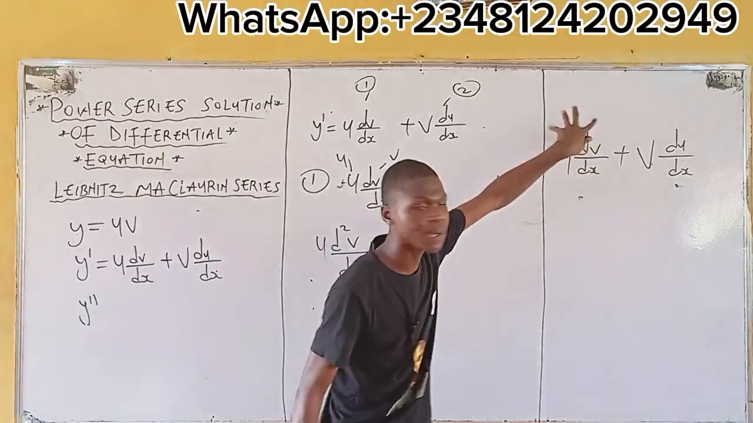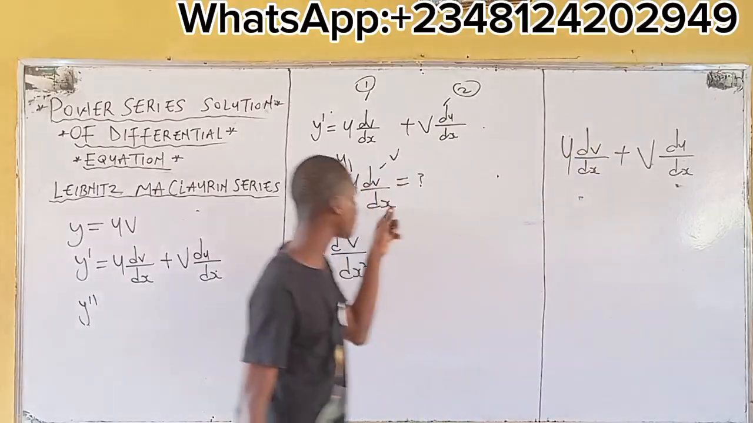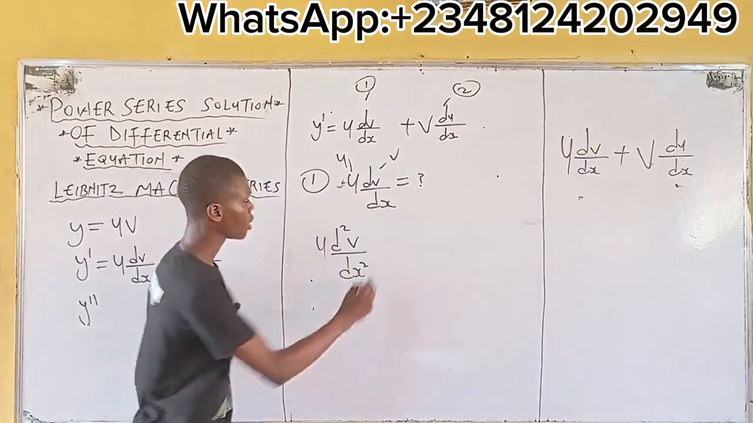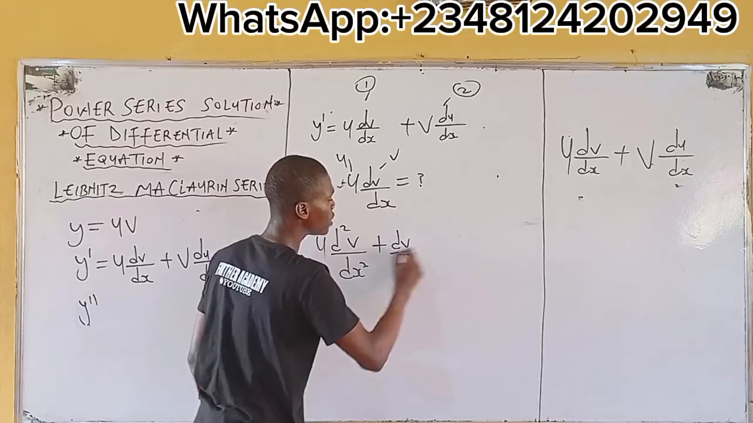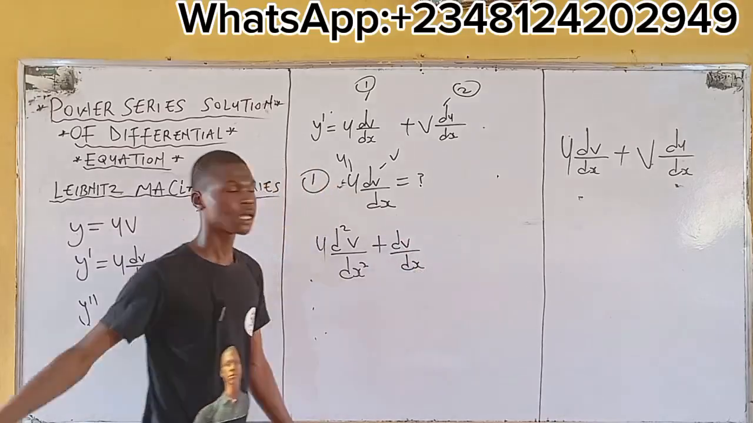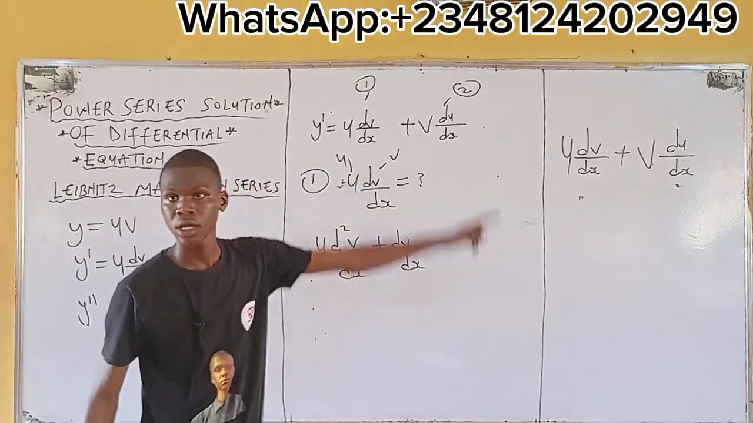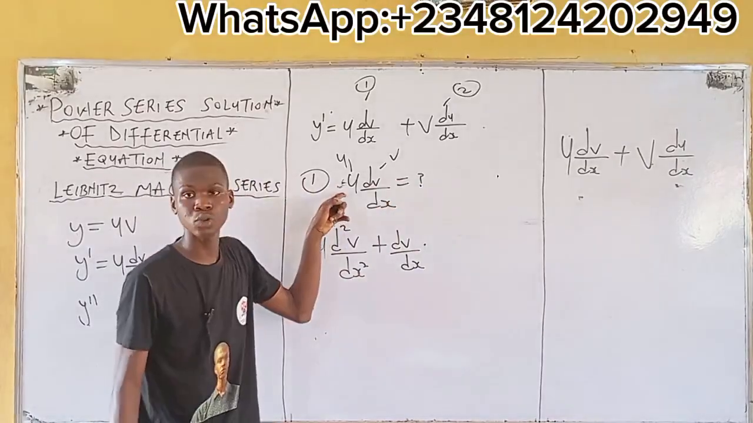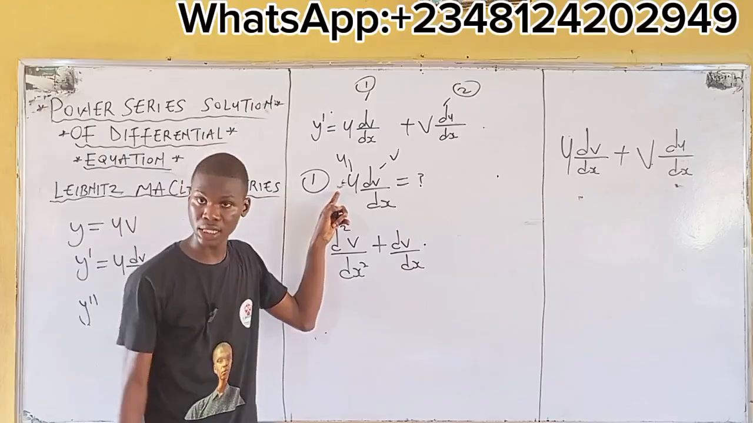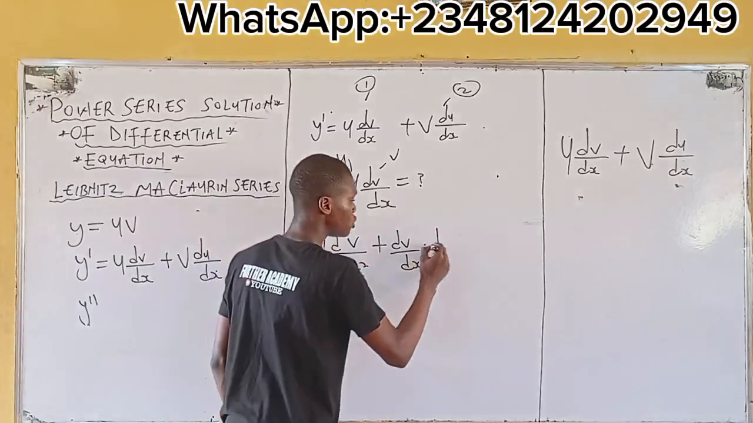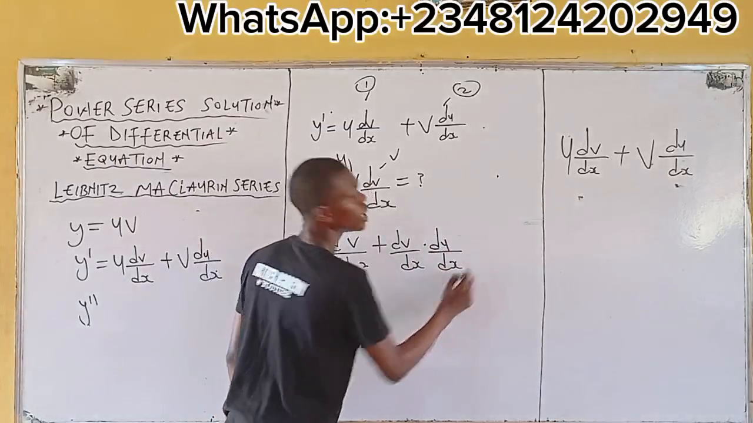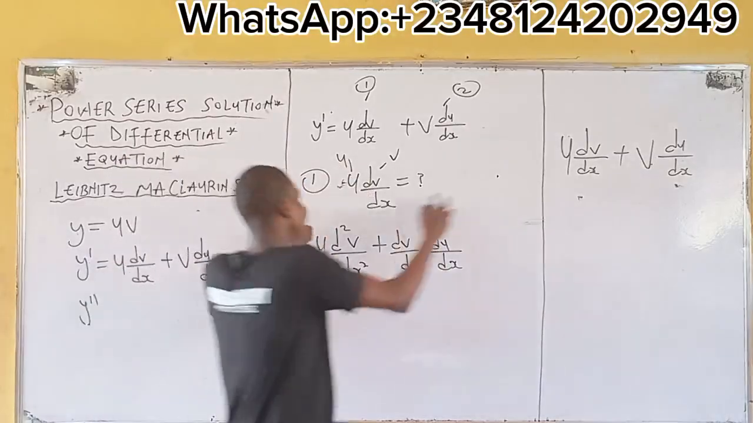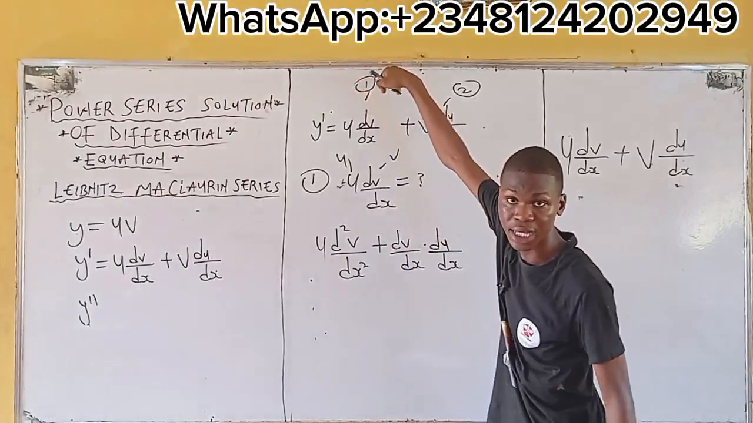Mind you, I've already applied this. Plus, what is my v? v multiplying dv/dx, plus dv over dx multiplying du/dx. If this is my u, the derivative becomes du/dx, meaning multiplying du over dx. So I got this answer just from 1, right?